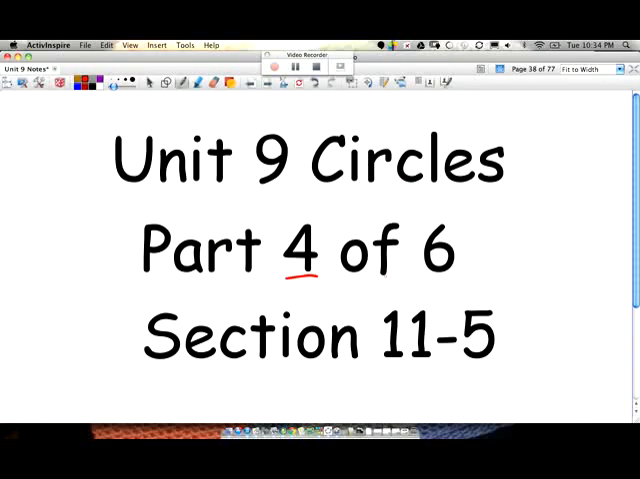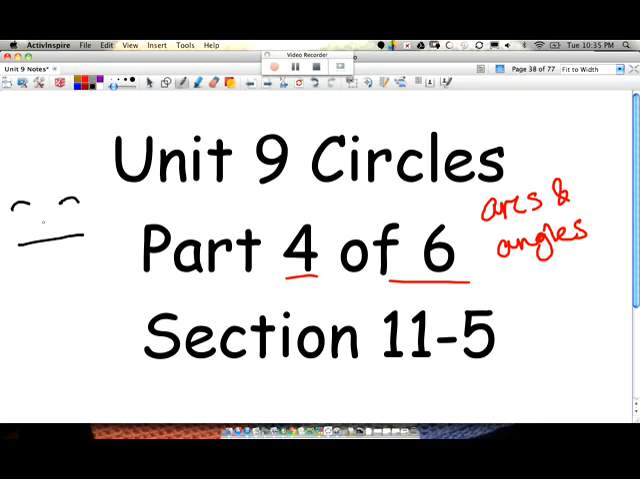And now we're looking at part 4 of 6 of Unit 9 with circles. This is all going to be about arcs and angles. That's the big idea. So just so you guys know, there's going to be so much information thrown at you here in a second, but I want you to keep in mind just one kind of general picture.